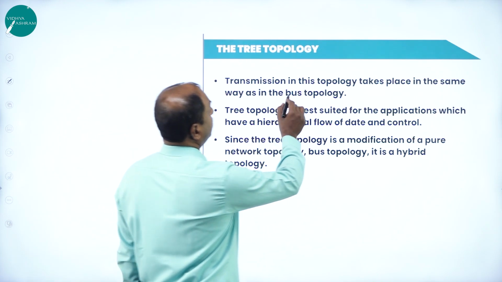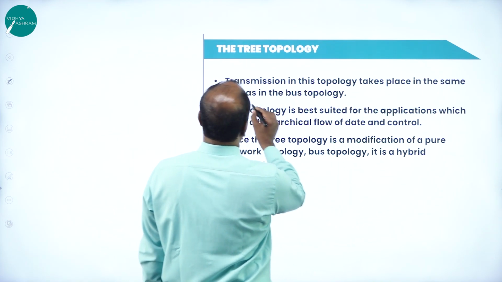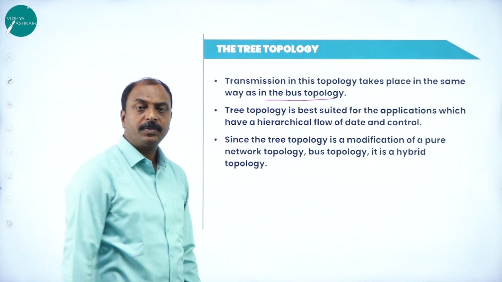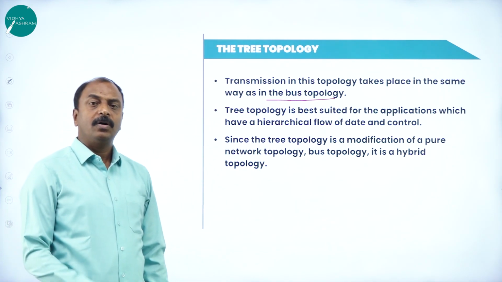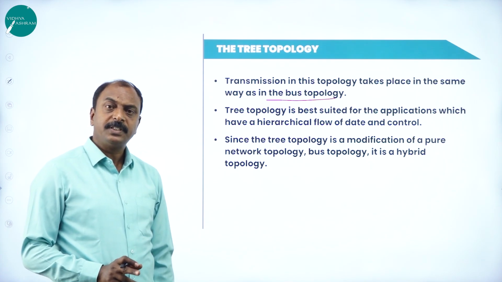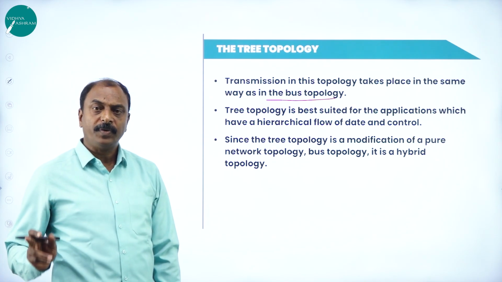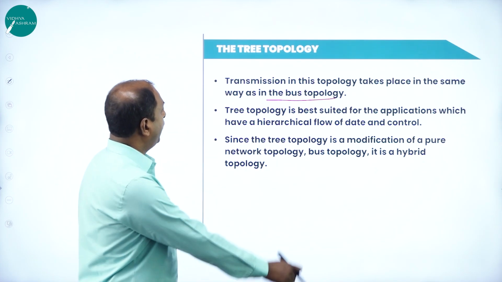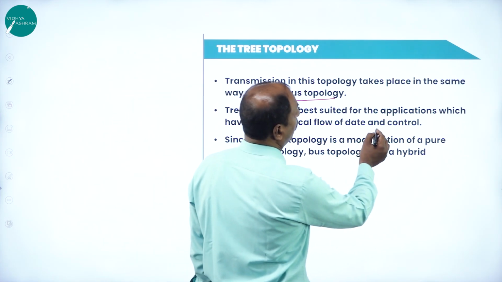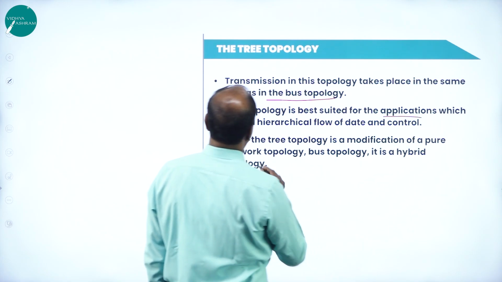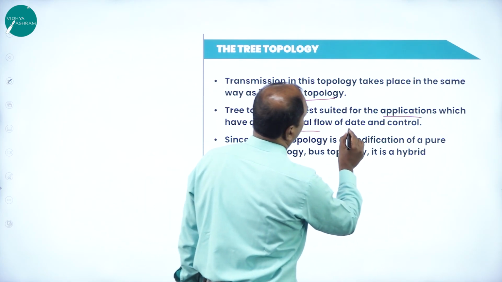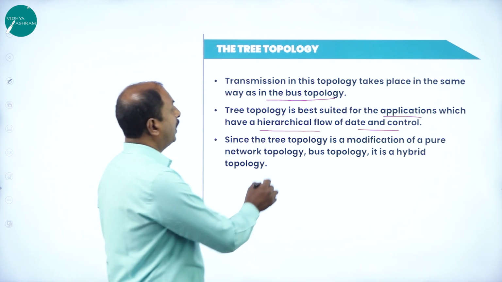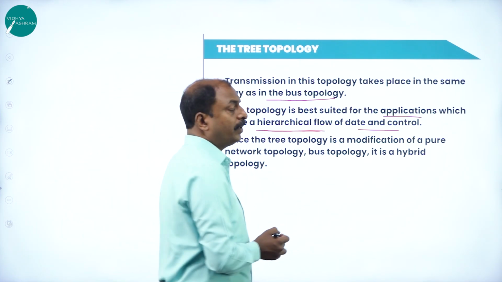Now here, transmission in this topology takes place in the same way as in the bus topology. In bus topology, how the transmission takes place, that is, all the data transmits from one end to another end of a transmission medium. Similarly, it starts from the root. And the tree topology is best suited for applications which have hierarchical flow of data and control. It is best suitable for hierarchical arrangement of network.